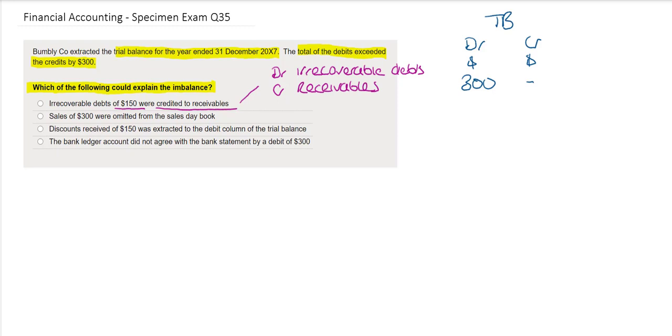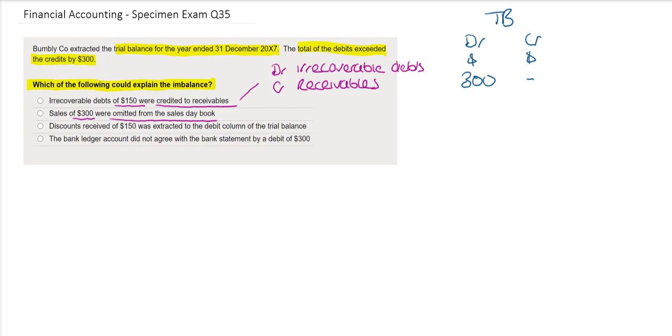The next one says that sales of $300 were omitted from the sales daybook. If they were not included in the sales daybook, then it means the entire transaction didn't happen. If this transaction had been included, it would be a debit to the receivables account, potentially a credit to sales tax, and a credit to revenue, and so would have no impact on the imbalance.